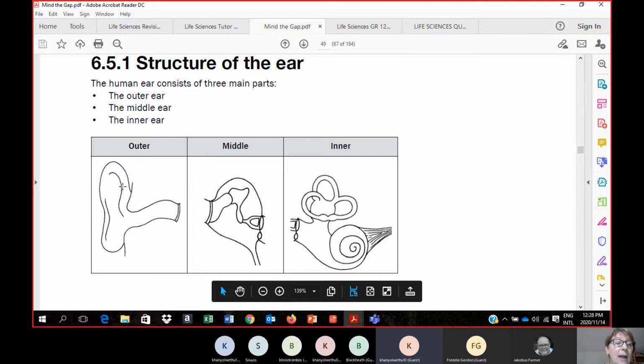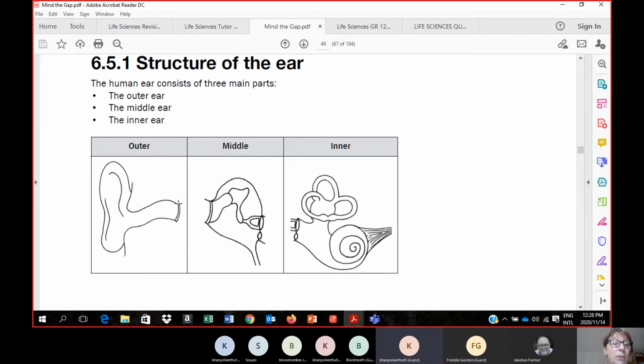So the outer ear, I'm sure you know these labels. There's your ear pinna. There's your external auditory canal. This is your eardrum, but because we're now doing matric biology, we're going to call it the tympanic membrane, right? So there's the tympanic membrane again. There are your 3 little bony ossicles, the hammer, the anvil, and the stirrup.